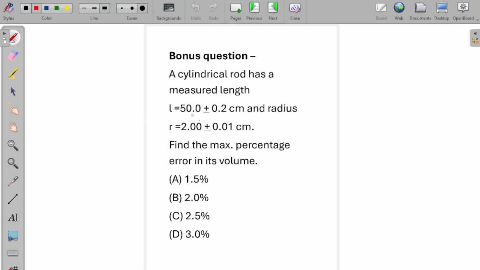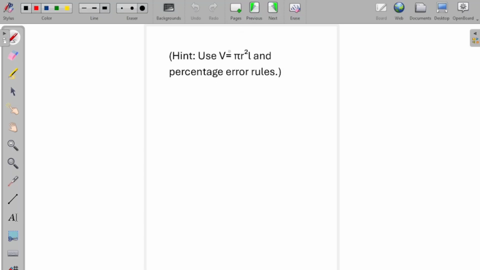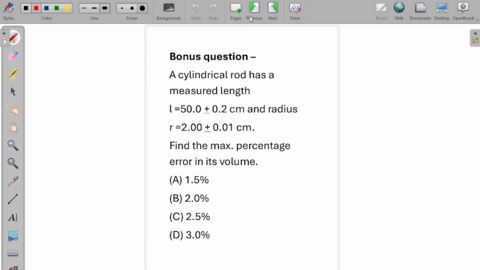Today I have brought a bonus question for you. Try to solve it, and there's a hint as well on the next page. You can use this expression, expand it, and then form the expression for relative error and then percentage error to find the answer.